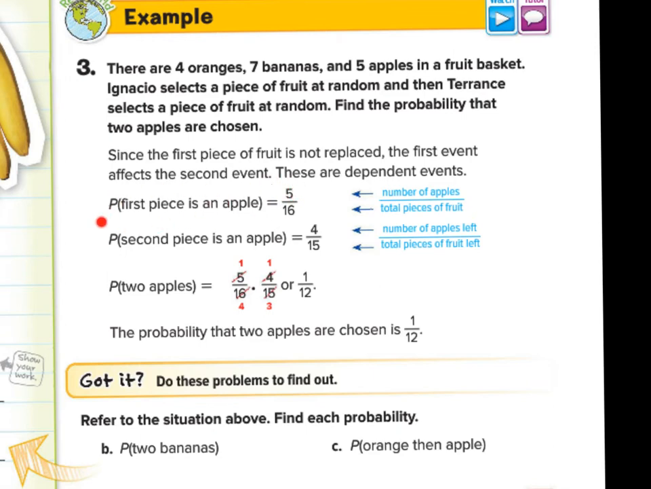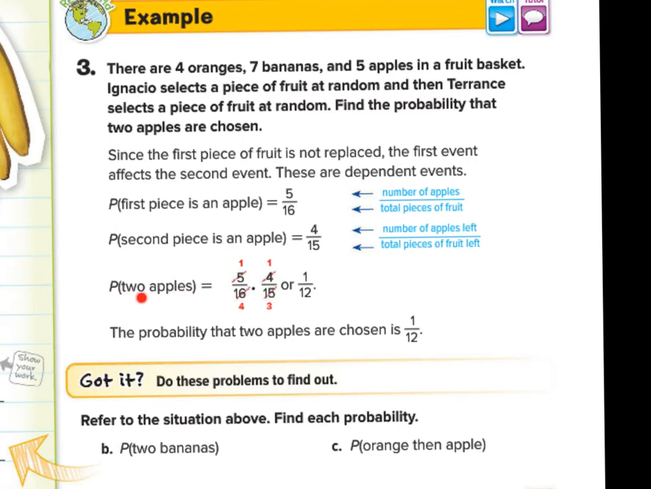The apple is gone. Now for the second event, there's only 4 apples left, so 4 out of 15 fruits. Remember, we lose 1 in each one, because we lost an apple. We lost the apple out of the total number of apples, and out of the total number of fruits.